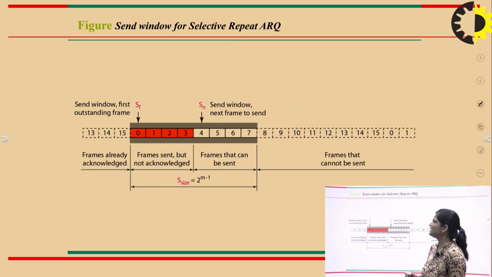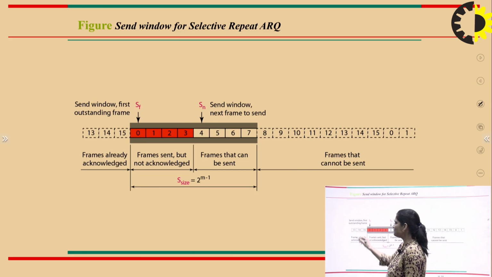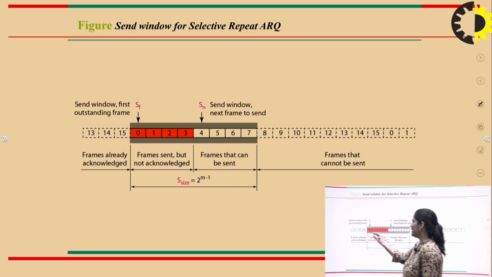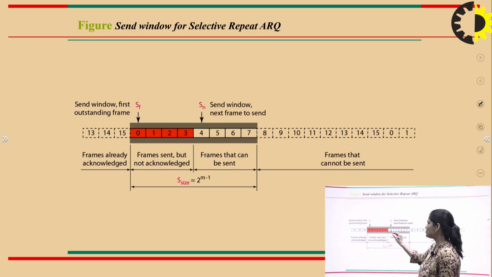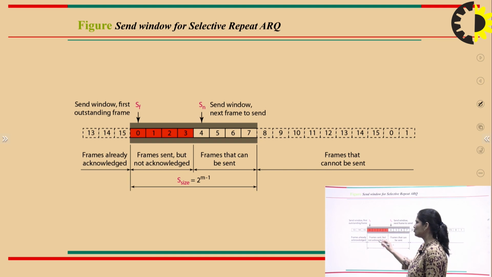Now here is the send window for selective repeat ARQ. You can see these frames are already sent and acknowledged, and these frames are sent but not acknowledged. Now 4, 5, 6 is the next turn. So this is the send window, and these are the next frames to send. These frames have to be sent next when we get the acknowledgement for these frames.